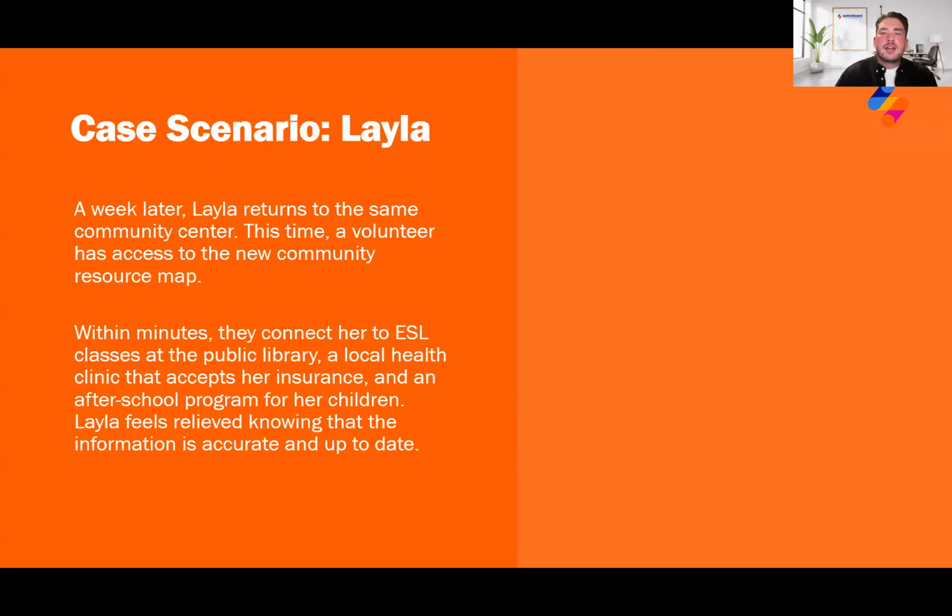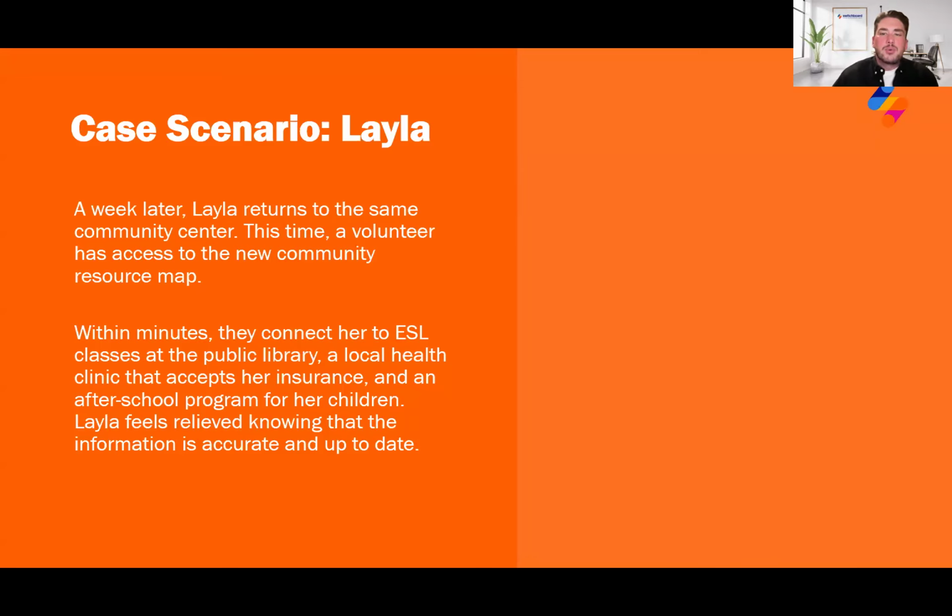This time, a volunteer has access to the new community resource map that Riverbend has created. Within minutes, they connect her to ESL classes at the public library, a local health clinic that accepts her insurance, and an after-school program for her children. Layla feels relieved knowing that the information is accurate and up to date.